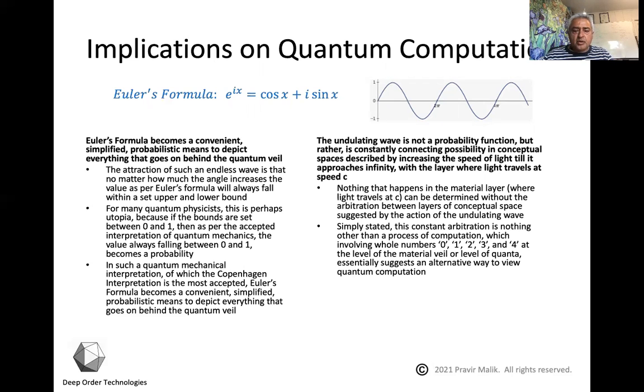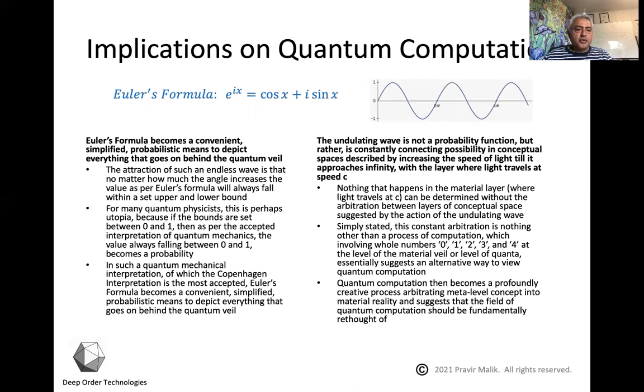So this suggests an alternative way to view quantum computation as something creative, in which something that exists in some other conceptual space becomes material. So to summarize, in this point of view, quantum computation becomes a profoundly creative process arbitrating meta-level concepts into material reality, and suggests that the field of quantum computation should be fundamentally rethought.